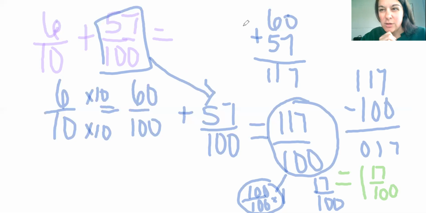If I were to take that and turn it into a decimal, how would I write it as a decimal? 1.17, right? Perfect. This one's a little tricky.